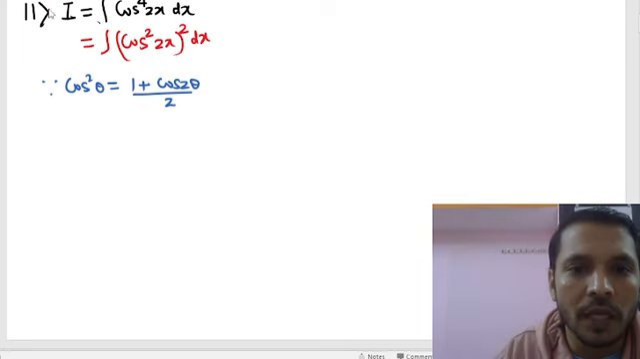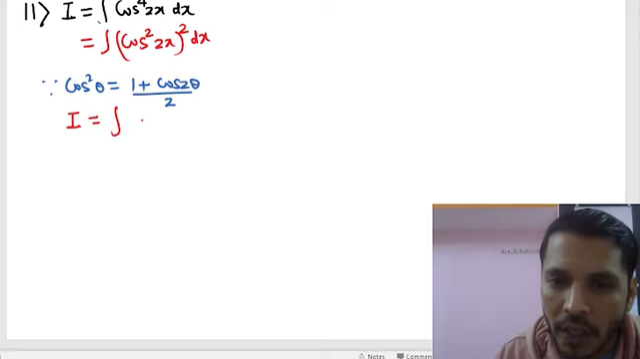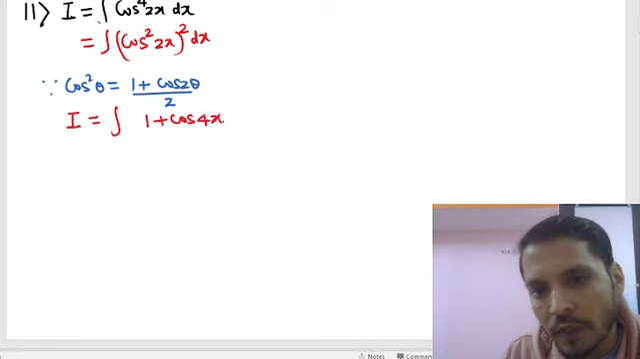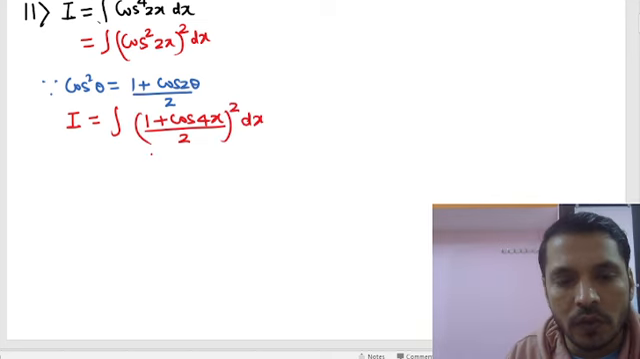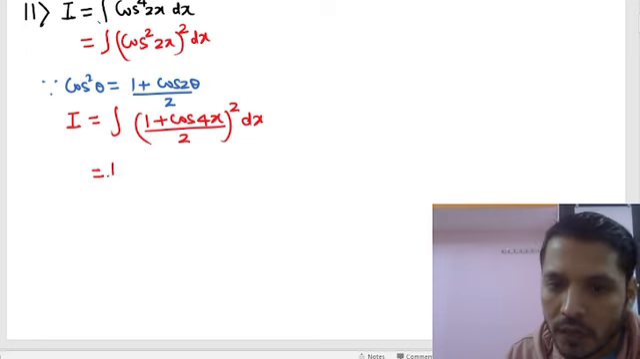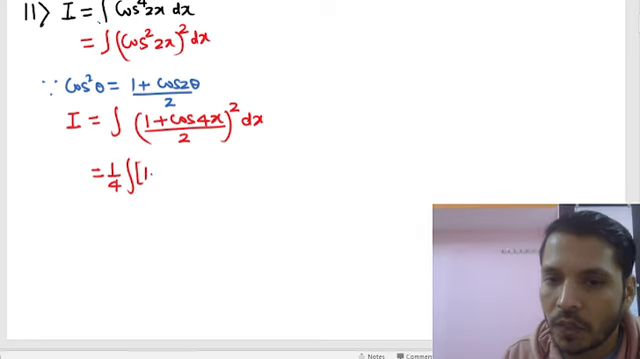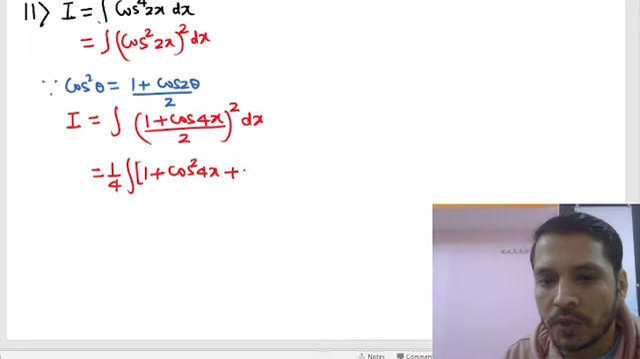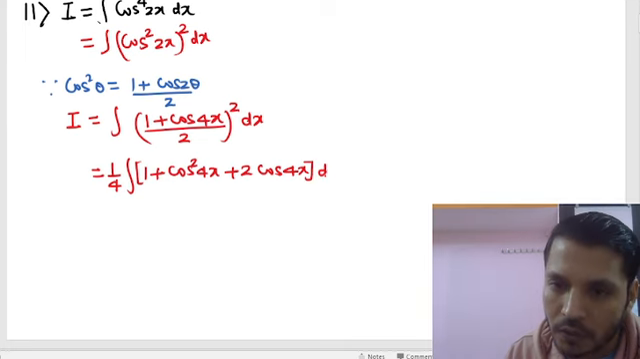So according to this formula, I will become: I is equal to integration of, in place of cos square 2x we can write 1 plus cos of 2 times 2x, that is 4x, divided by 2, whole square, dx. Now the constant 1 by 2 we can write outside; 1 by 2 whole square is 1 by 4, and here we have just 1 plus cos 4x whole square. So we can apply the identity. According to that identity, it will become 1 square, plus cos square 4x, plus 2ab, that means 2 cos 4x, bracket close, dx.